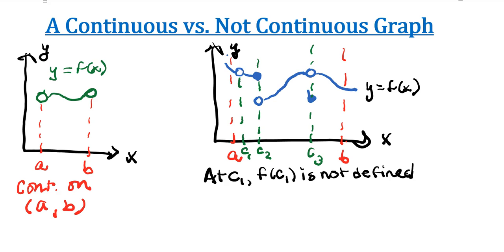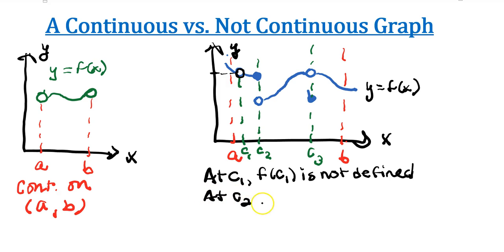Now, I'm writing that because when I go to C sub 1 and I go up to the y-axis, there's this open dot that would correspond to my y-coordinate. For the x value of C sub 1, I don't have a y-coordinate in existence. So we would say that the function at C sub 1 is not defined. Next, we're going to look at C sub 2.